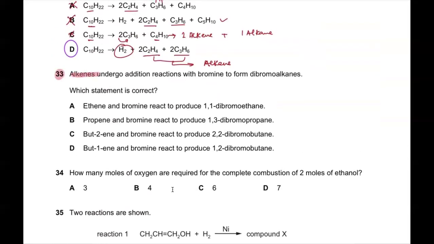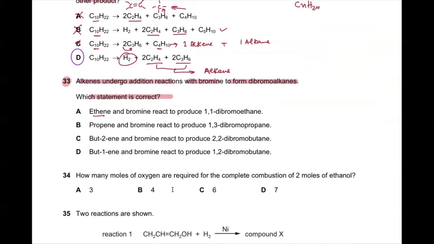MCQ number 33. Alkenes undergo addition reaction with bromine to form dibromoalkane. Which statement is correct? So, ethene, C double bond C, reacts with bromine to produce 1,1 dibromoethane. So, what is going to happen? We are going to get one bromine over here and one bromine over here. So, it is not going to be 1,1 dibromoethane. It is going to be 1,2 dibromoethane.